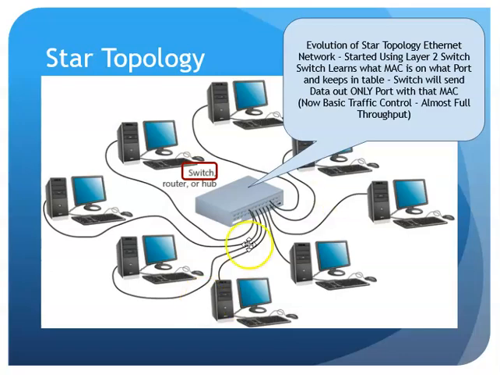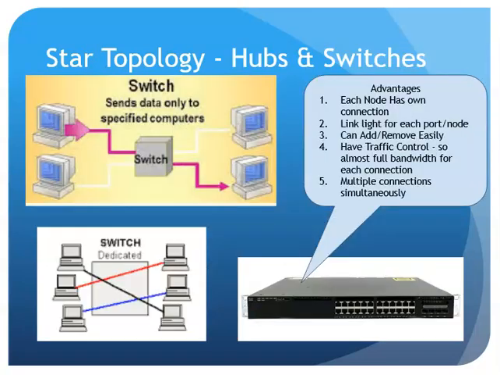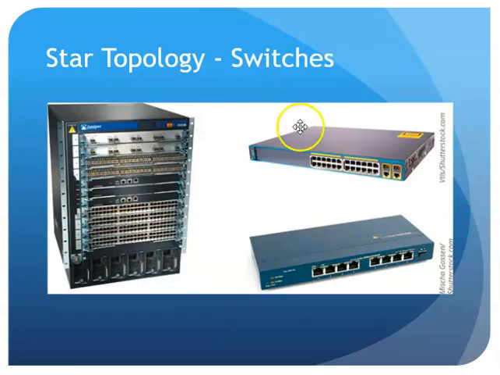This type of star topology Ethernet network with a switch in the middle that's doing this traffic control for us. That's kind of how we've evolved. That's where we are now. Okay, and there's some different types of switches that would do the job for us.